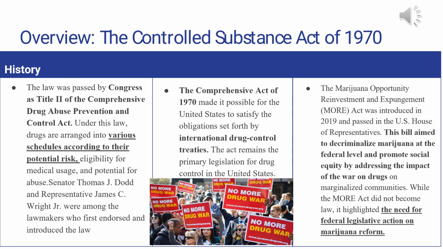Under this law, drugs are arranged into different schedules according to their potential risk, eligibility for medical usage, and potential for abuse. This was created during a time where the U.S. was experiencing an epidemic of drug usage and addiction in the late 1960s, which raised issues with the general population's health and led to disruptive changes in the society.